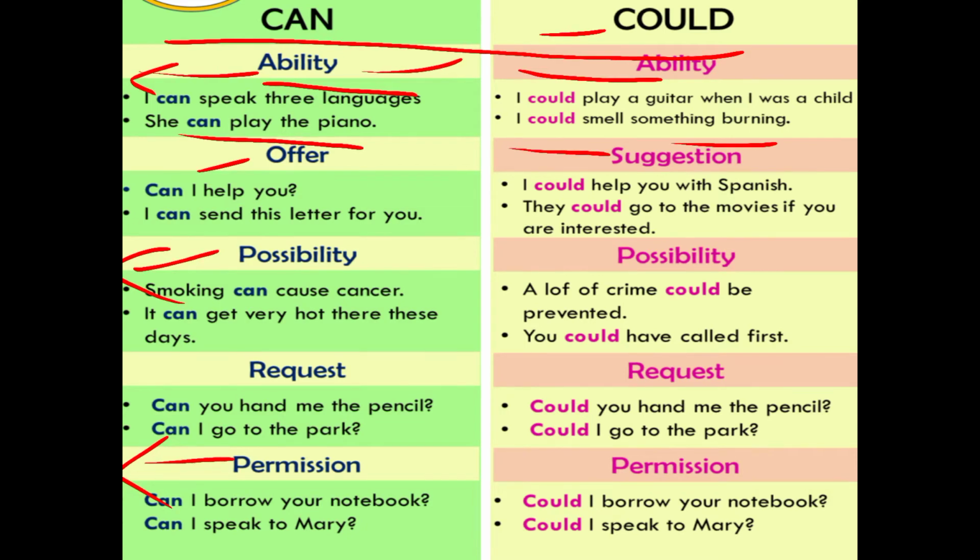And now look in this, that if there is a suggestion, so "I could help you with Spanish." So this is a suggestion; if somebody needs a suggestion, so we can use this could also. Now take the case of possibility, means that if something is possible or not. "Smoking can cause cancer," so it is not 100% sure, but it may happen.